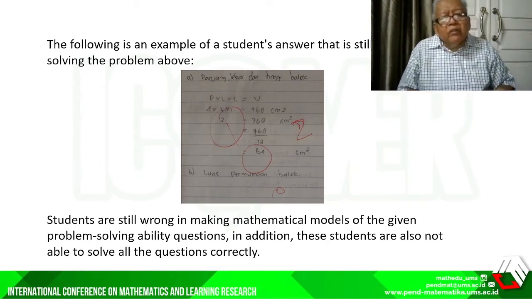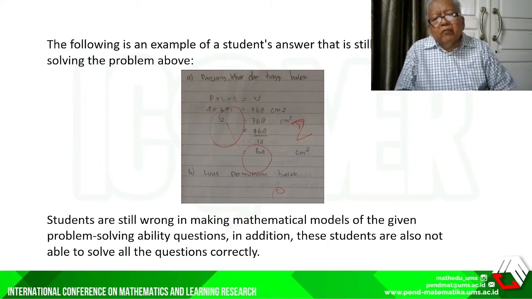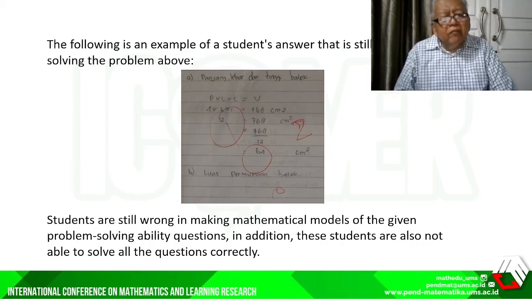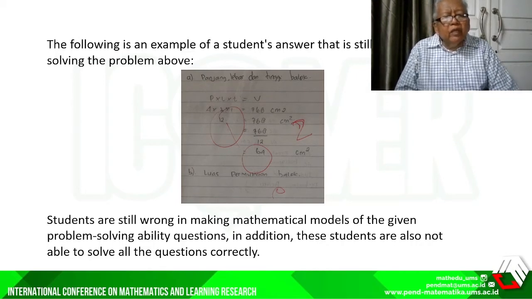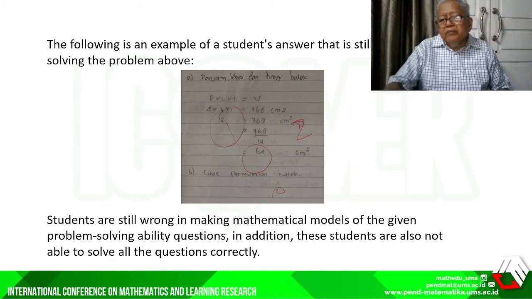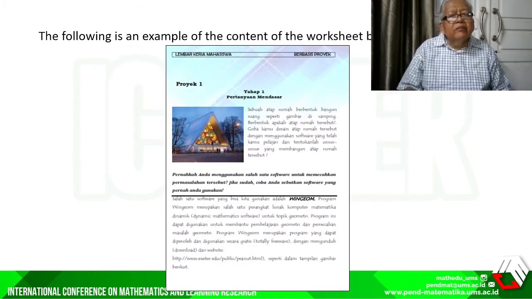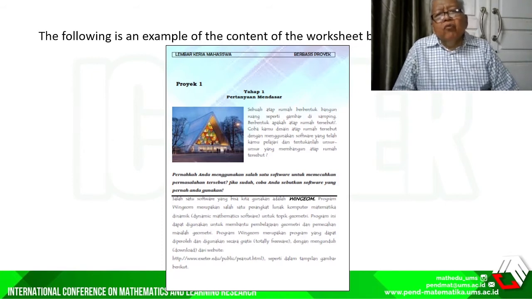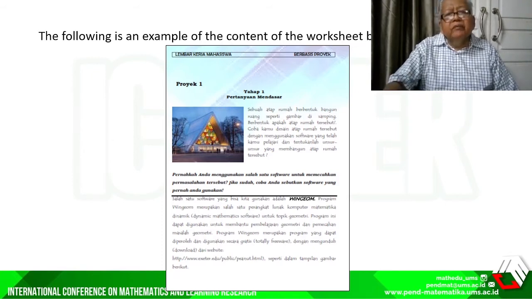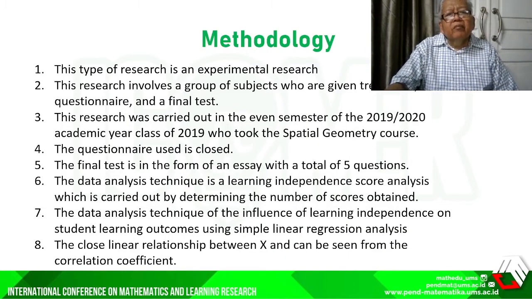Students make mistakes in making a mathematical model of the given problem-solving ability question. In addition, the students are also not able to solve all the questions correctly. The following is an example of the content of the worksheet based on the PjBL methodology.